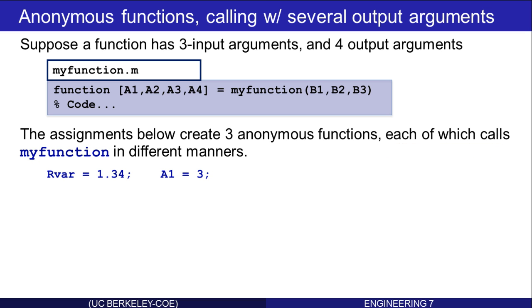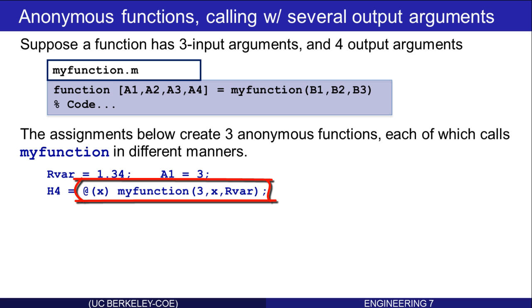Start by defining some variables which will be used in the anonymous function definitions, and then let's define 3. The first is an anonymous function that has 1 input argument. What it does with that input argument is actually call my function. The input argument of the anonymous function becomes the second input argument to my function, and the first and third input arguments of my function are the value 3 and the value in the variable rvar at the time of creation, here 1.34. So h4 is a very specialized call to my function.